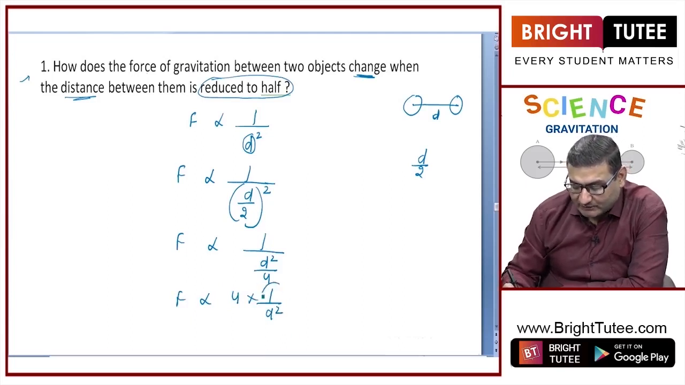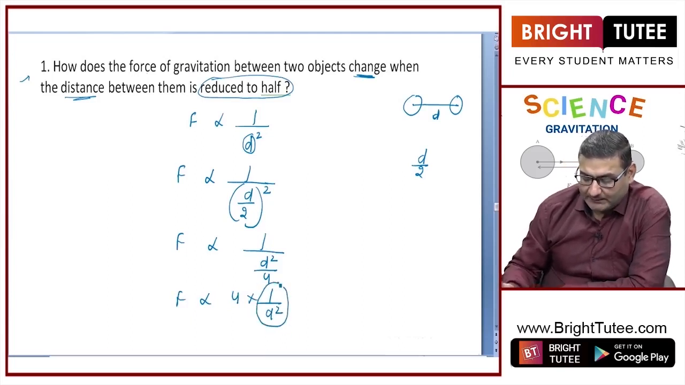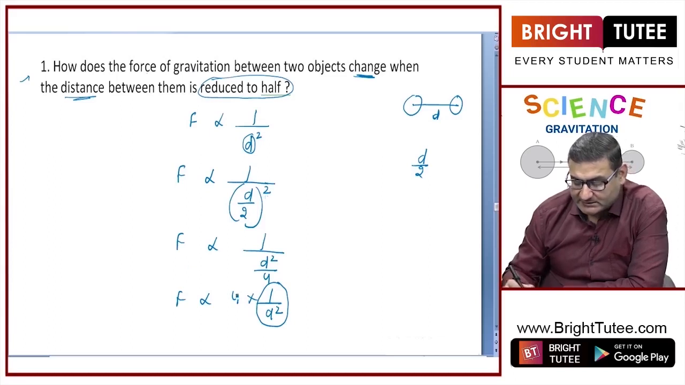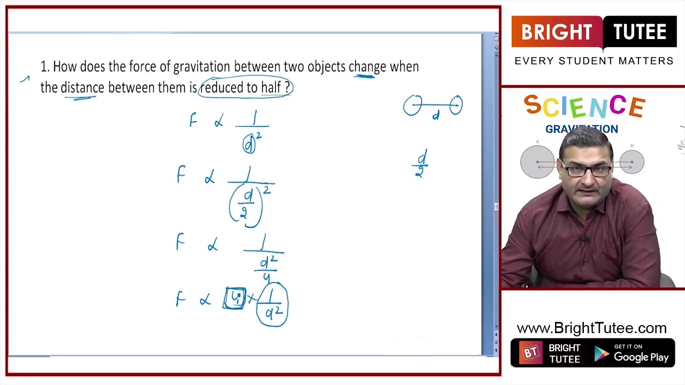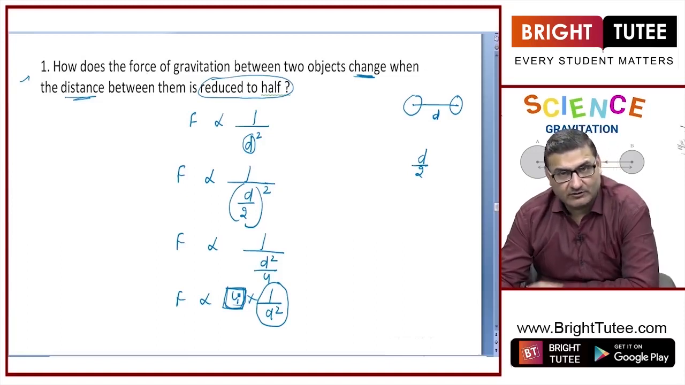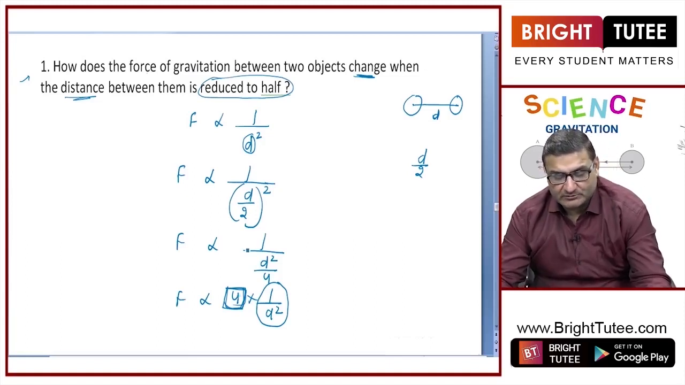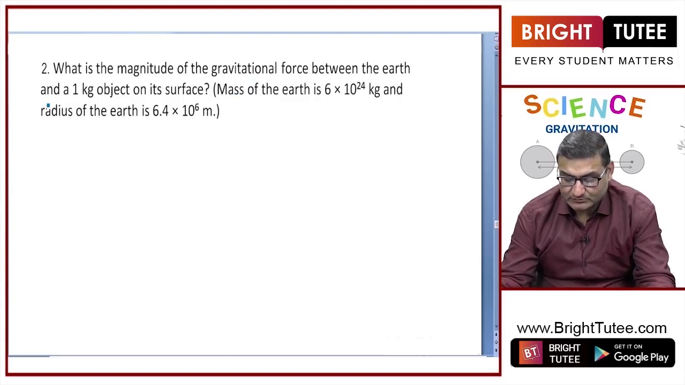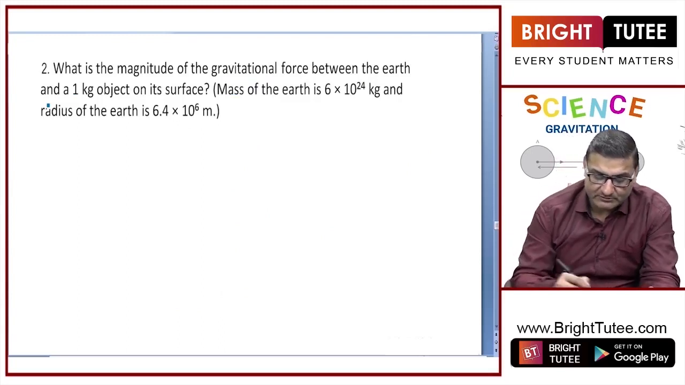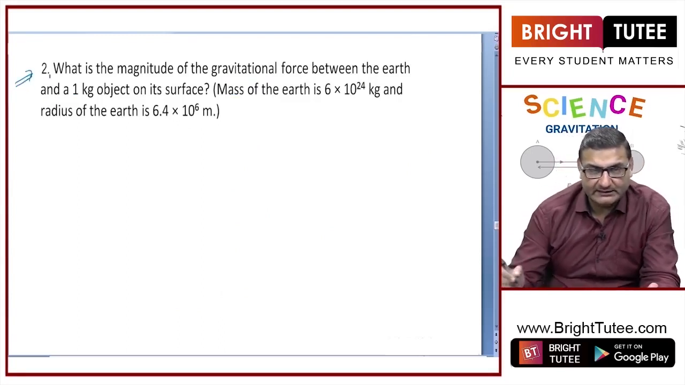So, the initial force was 1 upon d square, but now by making the distance half, the force is now 4 times, right. So, by reducing the distance between them, the force has increased 4 times. Got it? Fine. So, this will be the impact when the distance between two objects is reduced to half. Let us see the next question, a numerical based on the formula that we have just studied.